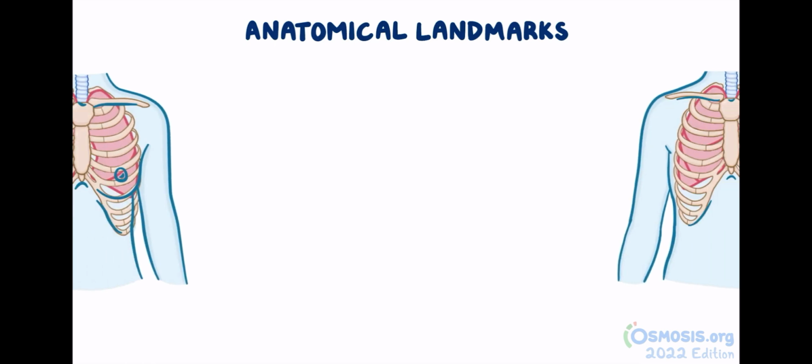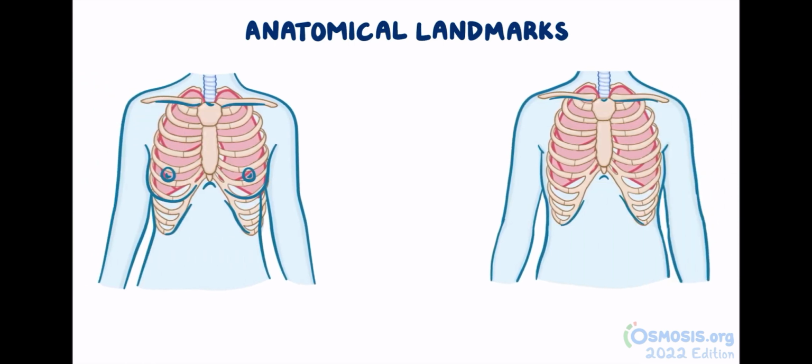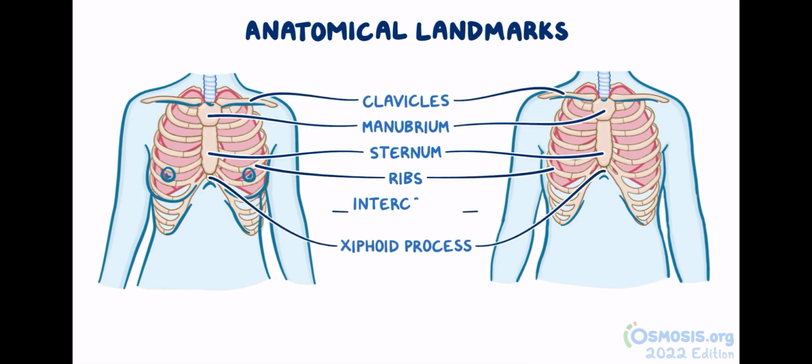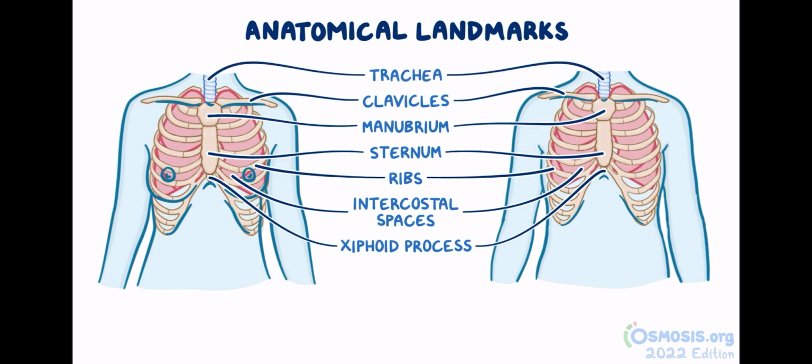Now, locating the anatomical landmarks of the thorax and chest will help guide the appropriate placement of your equipment and hands throughout your assessment. The thorax can be divided into the anterior chest and posterior chest. Commonly used anterior landmarks include the sternum, clavicles, manubrium, xiphoid process, the ribs and intercostal spaces, and trachea, as well as the costal angle, which is made up of the costal margins just below the xiphoid process.